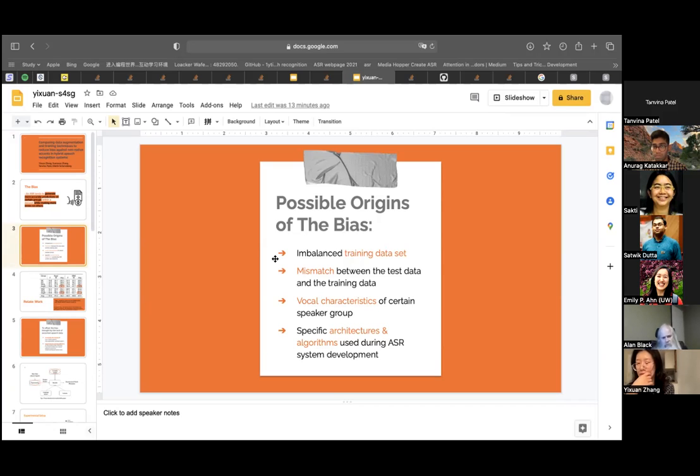And there are many reasons for these biases to occur, such as, first, the imbalanced training data set, second, the mismatch between the test data and the training data, and the vocal characteristics of certain speaker groups, also the specific architectures and algorithms used during ASR system development.